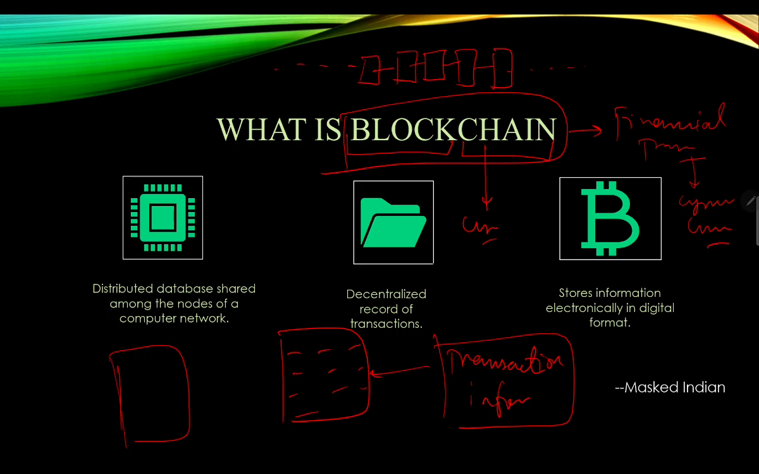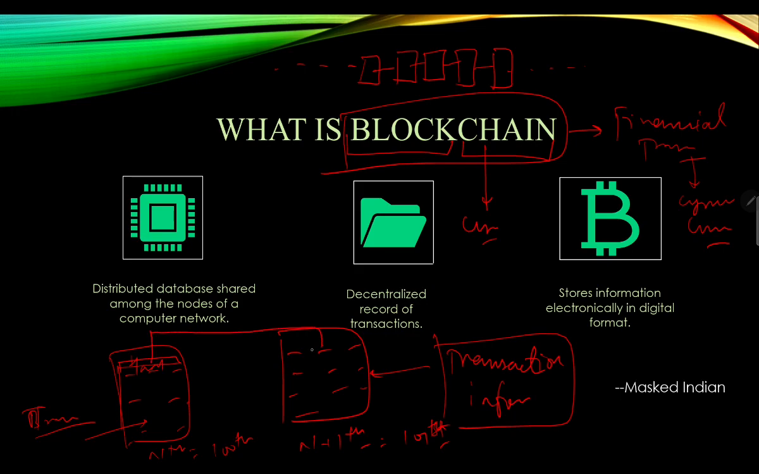Suppose this is the nth block, and this is the n plus 1th block. Let's say this is the 100th block, and this is the 101st block. So what is happening, this block will contain the information related to the financial transaction, and it will also contain the information of the previous block, and it will consist of its hash information in it.